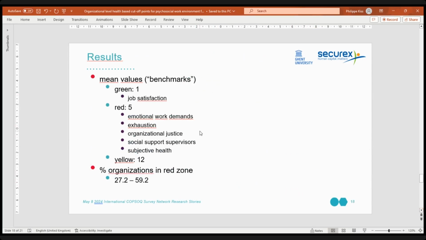Now, I went through it very quickly, but I can say that when we look at the mean values, as benchmarks if you would like to call them, 12 of them are in the yellow zone, which means that's okay. So it's okay if we relate the benchmarks to the cutoff points we established. But 5 of the dimensions were actually red when you would use the benchmark, and only 1 popped into the green group, the very good group. And there was also quite a variety in the percentages of organizations that were in the red zone, depending on the variable.